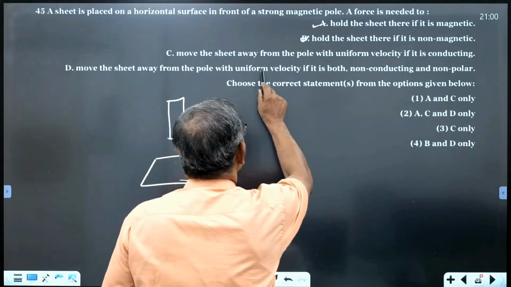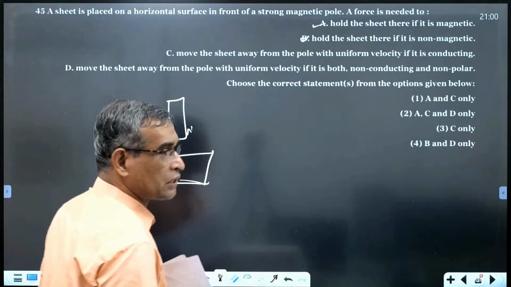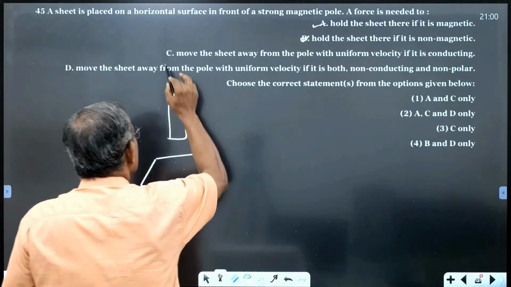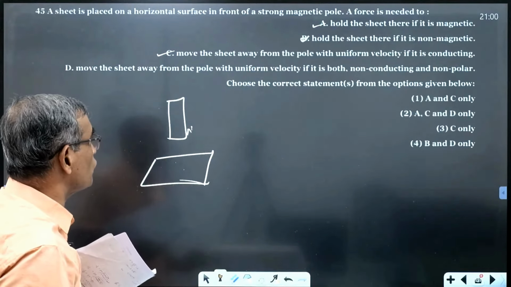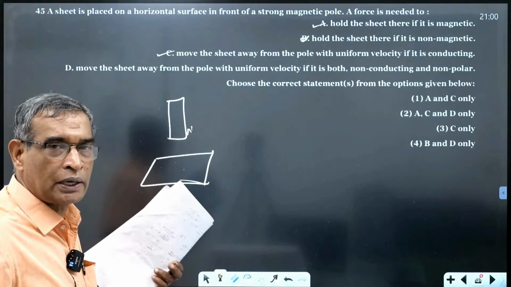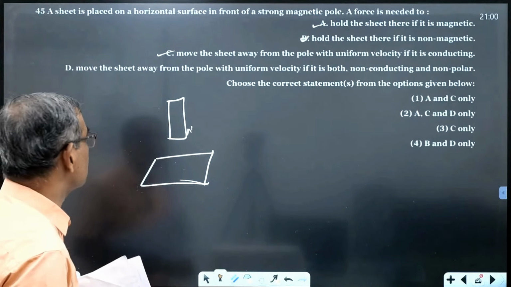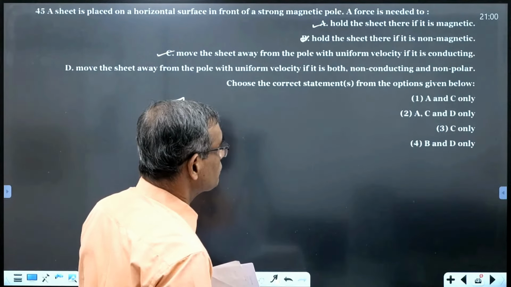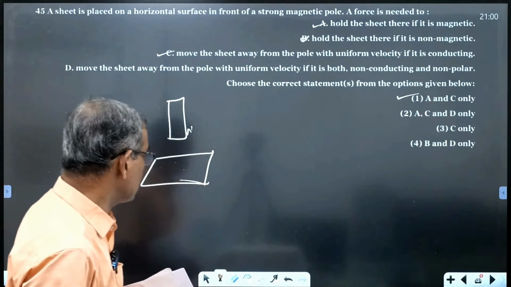If you move the sheet away from the pole with uniform velocity and it is conducting, there will be an eddy current effect and force is needed. If it is non-conducting or non-polar, there is no possibility for that. Therefore, you can see that options A and C are correct, so option 1.